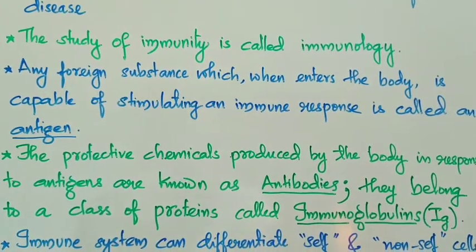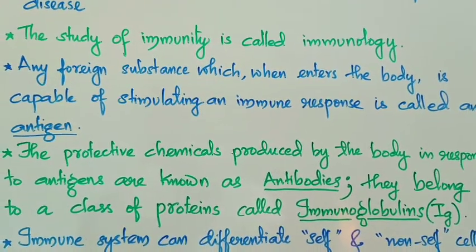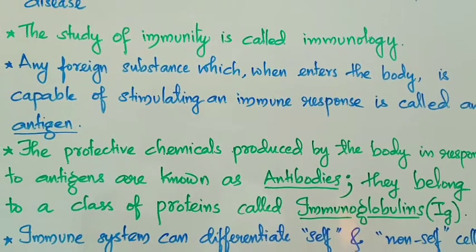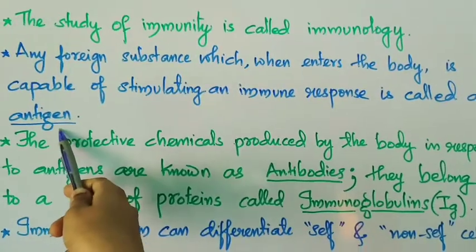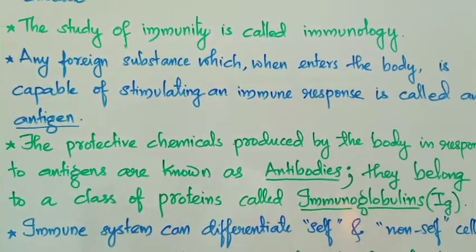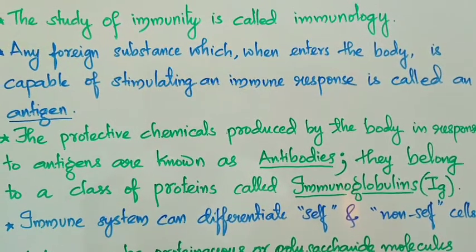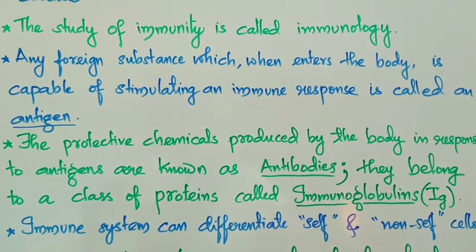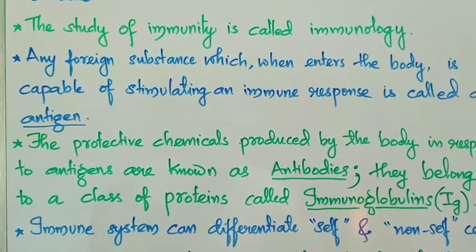So any foreign substance which, when it enters into the body, stimulates an immune response, we call it an antigen. Now this antigen can be made up of proteins, it can be made up of polysaccharides, it can be made up of lipids, anything. It can be anything.